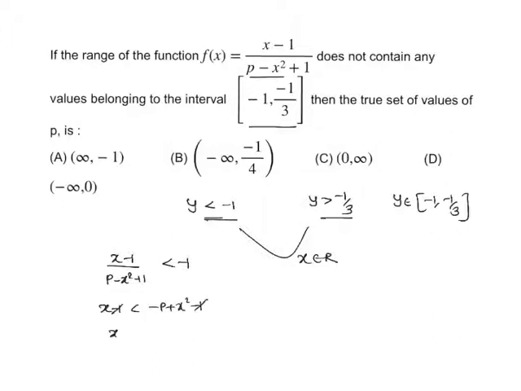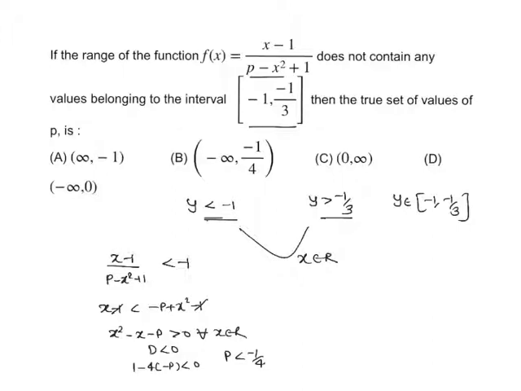What do we get? x² - x - p should be greater than 0 for all x belongs to R. So discriminant should be less than 0. So 1 - 4(-p) is less than 0. So p will come out less than -1/4.